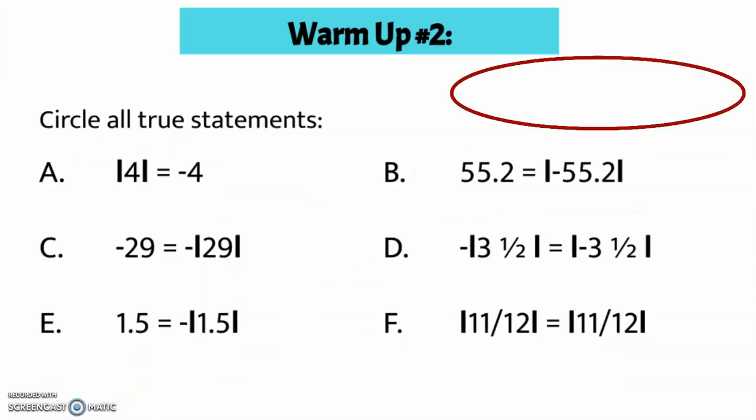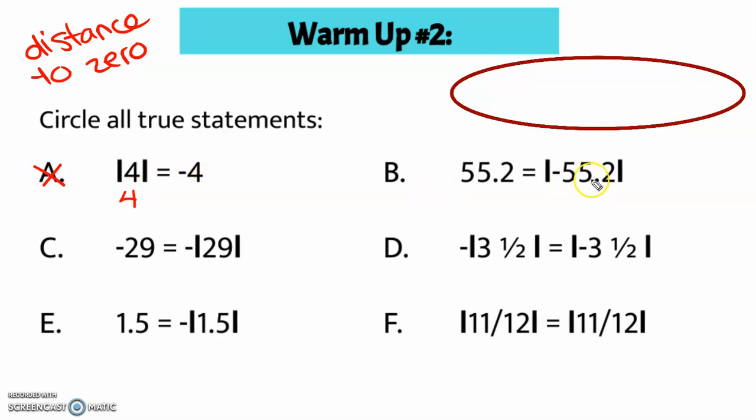Now let's do number 2. Select all true statements. Remember, when we see those bars, it means absolute value. And absolute value is a number's distance to 0. And that distance to 0 is always positive. So basically, whatever's in the bars should turn positive. So let's check this out. The absolute value of 4 becomes a positive 4, but the answer says negative 4. So that's not right.